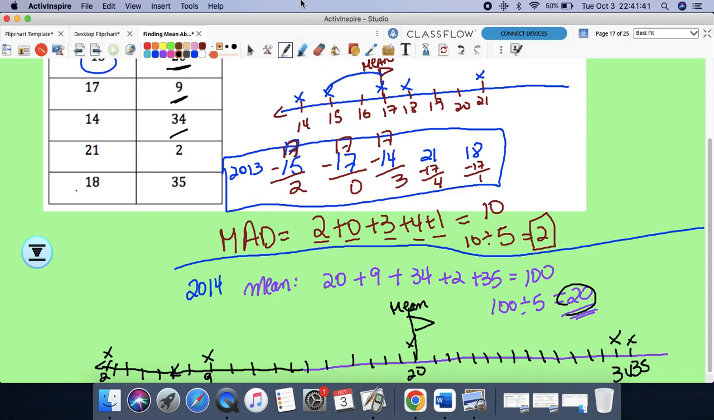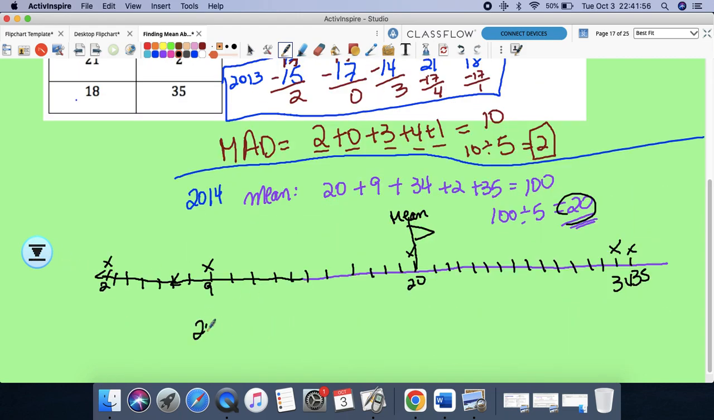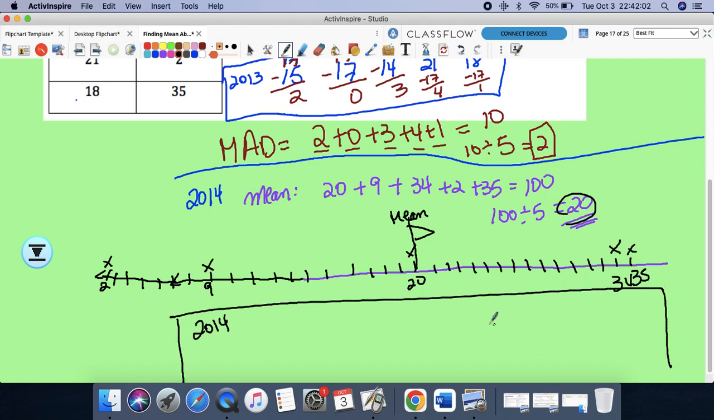Now, we have to figure out how far they are. So the 2, how far is the 2 from 20? The 9, how far is the 9 from 20? The 20, how far is the 20 from 20? So I'm going to put these numbers down. So 2014, I'll make a box. So we had the 2, we had a 9, we had a 20, we had 34, and we had 35, right? So what was our mean? Remember our mean was 20.